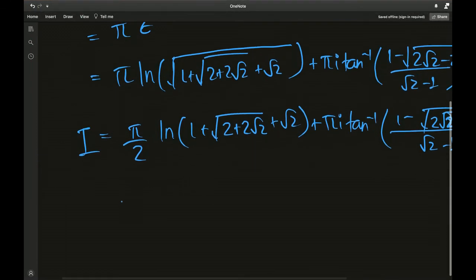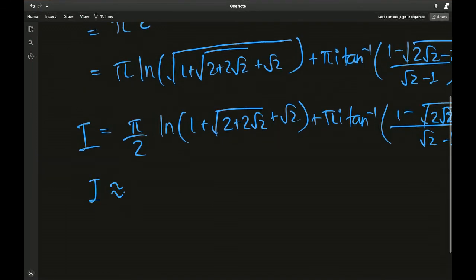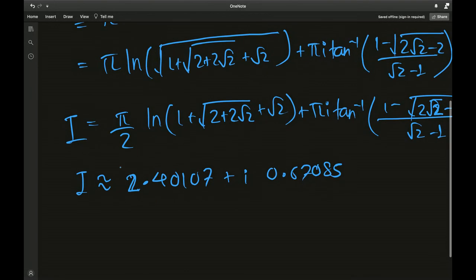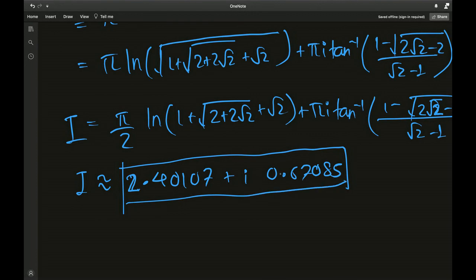And I'll tell you what this approximately evaluates to. It has a value of 2.40107 plus i times 0.67085, and again these two numbers are recurring because of the pi and stuff, irrationals, but that's the answer we have for this guy today.